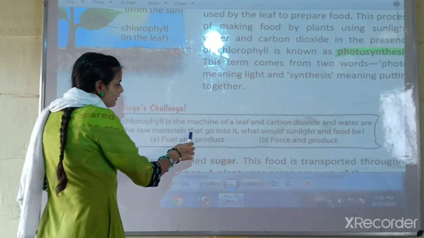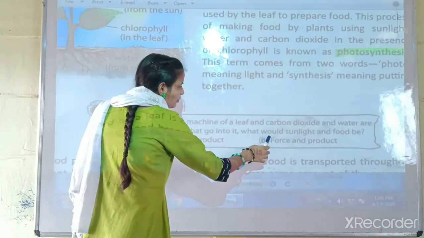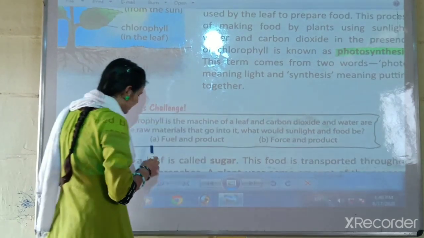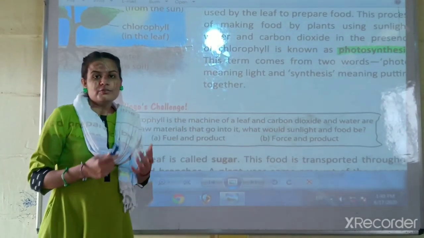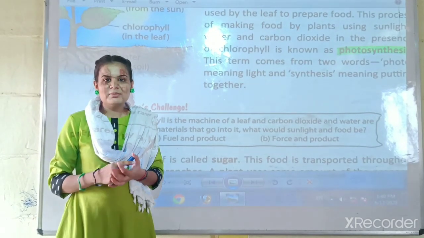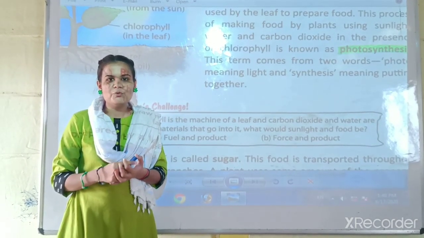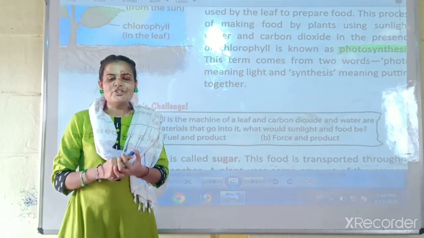Raw materials that go into it. What would sunlight and food be? A. Fuel and product. B. Force and product. For example, if you want to drink a milkshake and you say to your mother that you want to drink a milkshake, so what will she do?